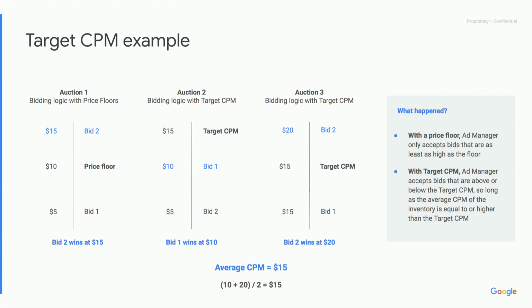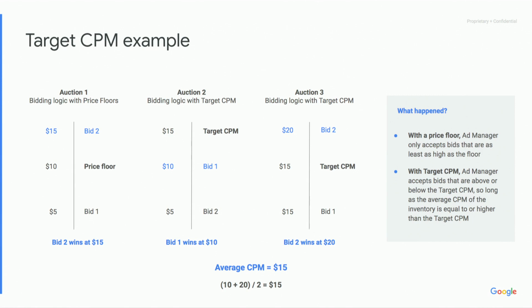Let's walk through another example of target CPM in action. Let's say you use unified pricing rules and set a price floor of $10 for your inventory. In this auction, two bids come in, one for $5 and one for $15. Because of the price floor, the $5 bid is ineligible, so the $15 bid will win.